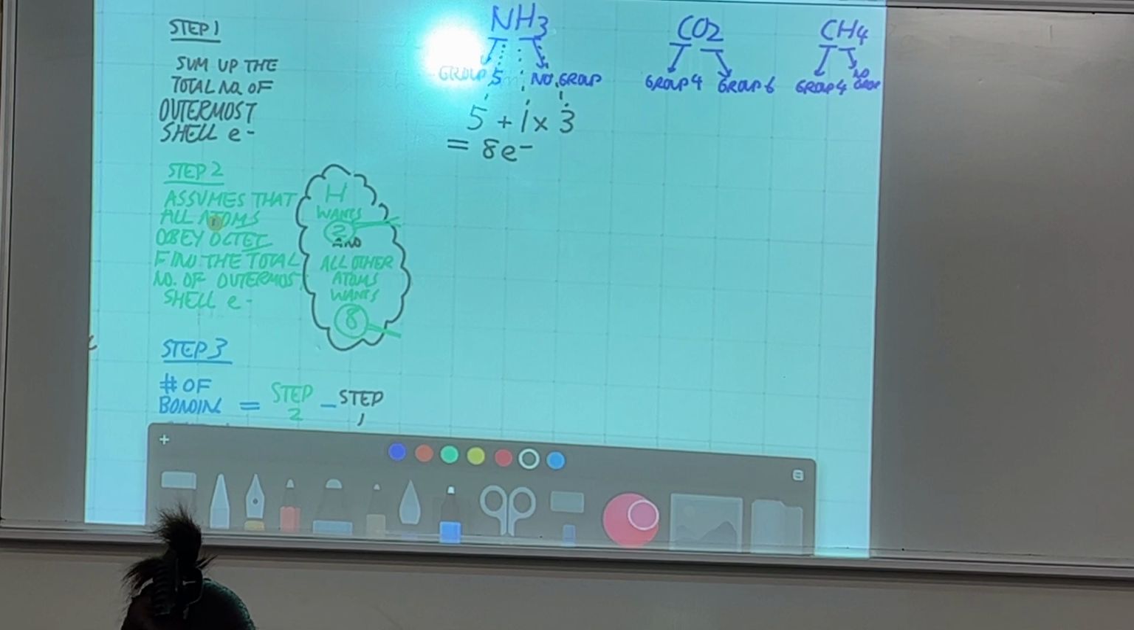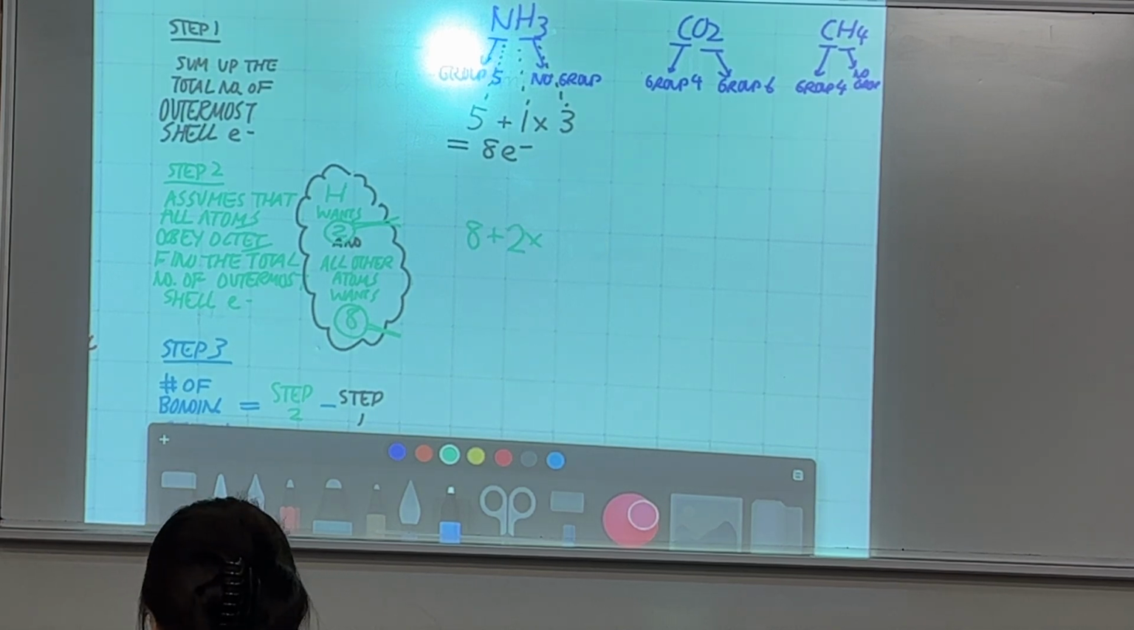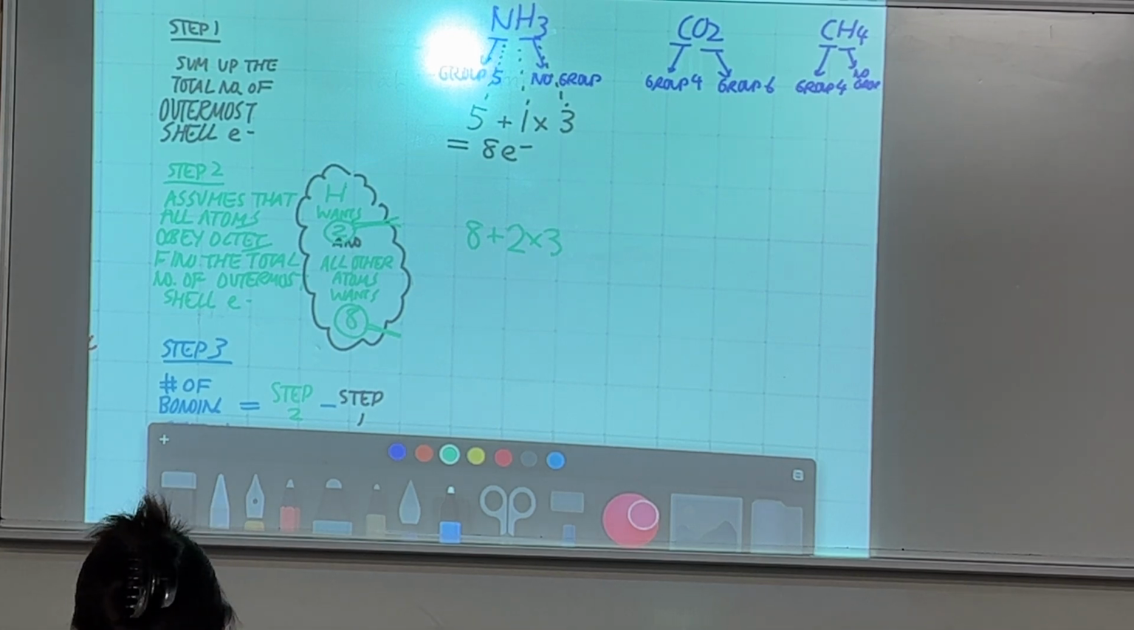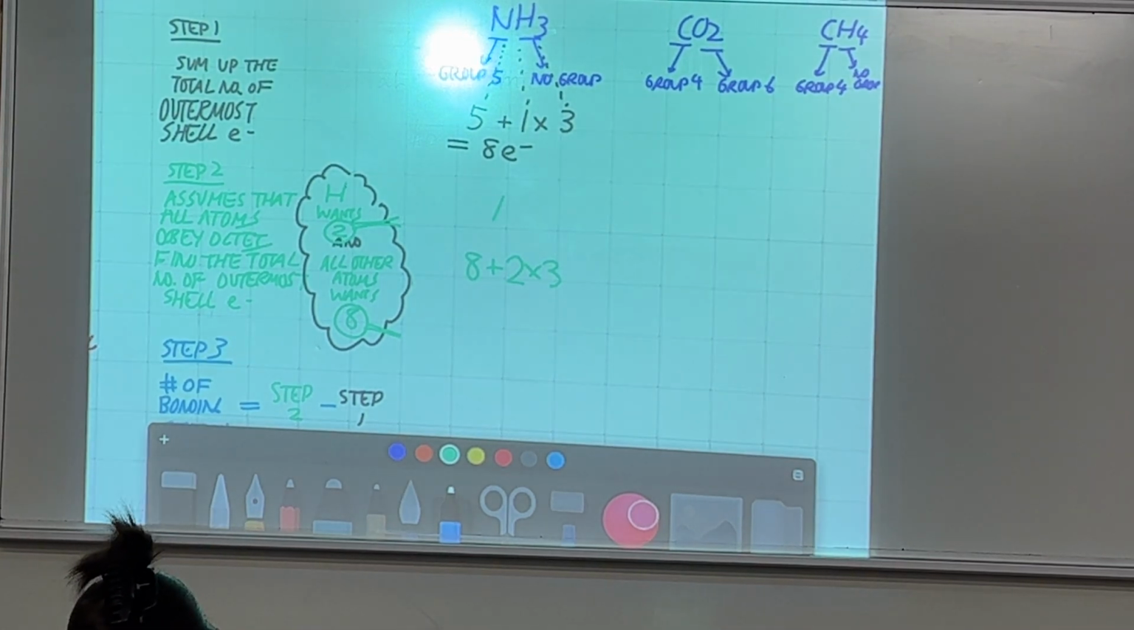What about the second step here? What does hydrogen and other atoms want? Hydrogen wants only 2, and nitrogen wants 8. So what would the calculation become? 8 plus 2 times 3. Why is it 8 plus 2 times 3? Because nitrogen wants 8, right? Hydrogen wants 2. So what would the sum be? 14, yes, okay.